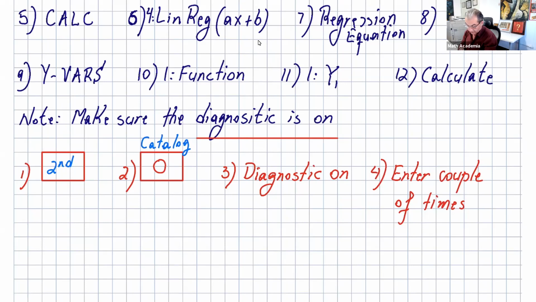How do you turn on the diagnostic? You go to second function 0 catalog, scroll down to diagnostic on, and enter a couple of times until the diagnostic is on. But let me just go over this. These are the notes. I will show you how this works. So let me share my calculator screen, and we're going to go over the same example.